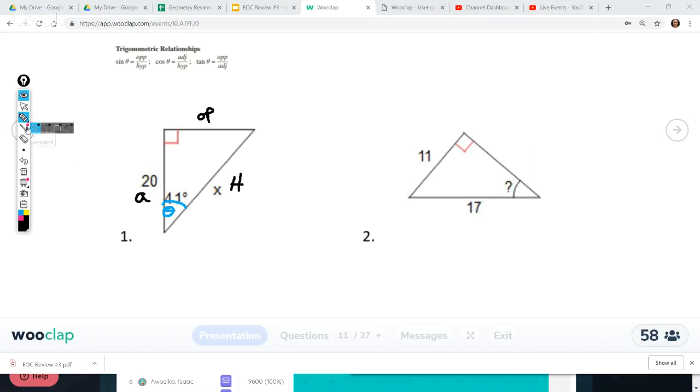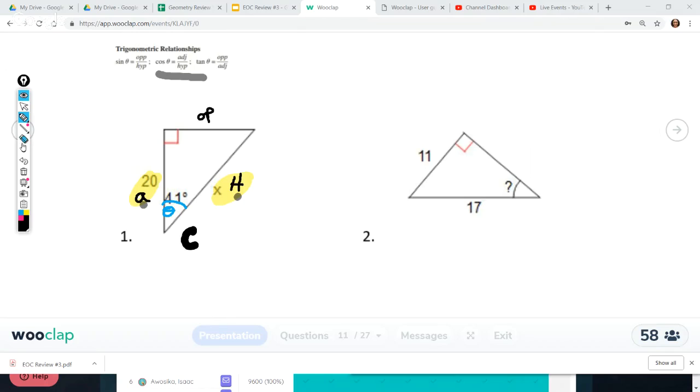So if I look and say, okay, well, what information do I have? Well, I have my A angle. Here I've got my A angle. And even though I don't know what X is, it's still located where the hypotenuse is. So because I have A and H, that gives me cosine. And I'm going to use cosine for this problem.